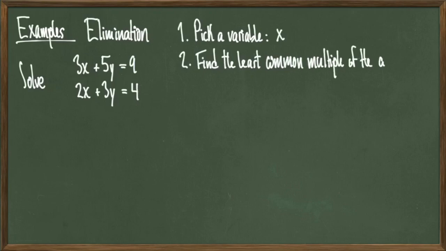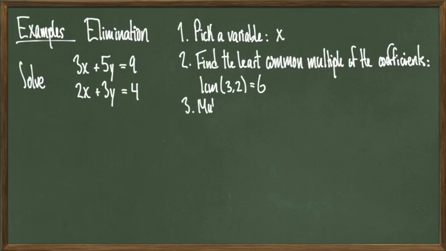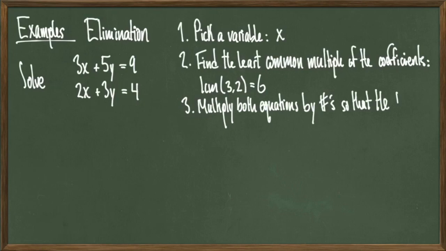Second, find the least common multiple of the coefficients of the variable that we just chose. Since we chose x, our coefficients are 3 and 2, which have a least common multiple of 6. For the third step, we're going to multiply both equations by appropriate numbers so that the least common multiple we just found is present in both equations.